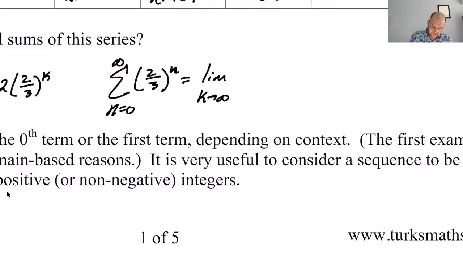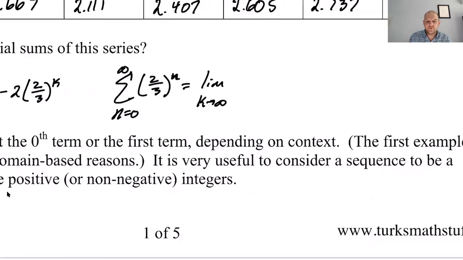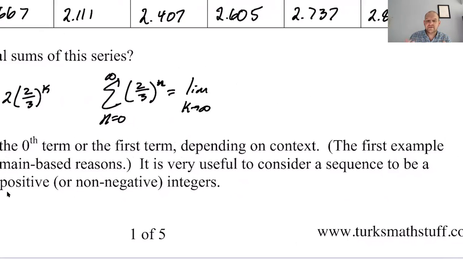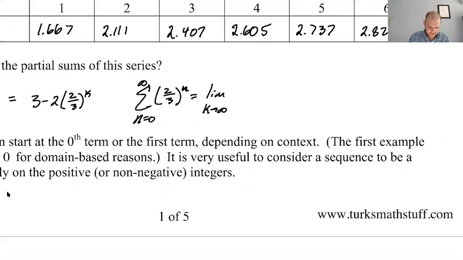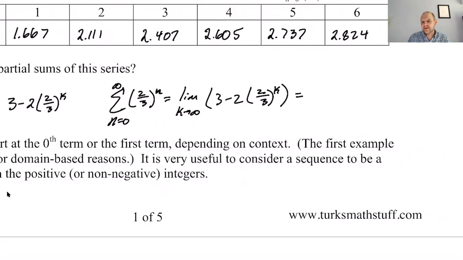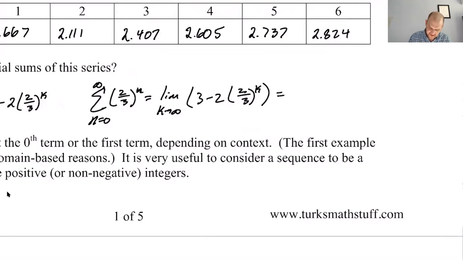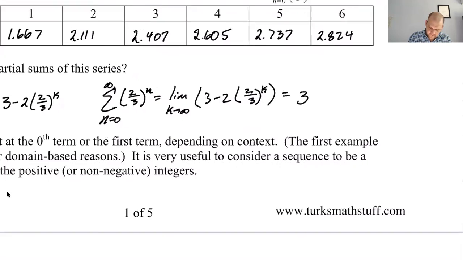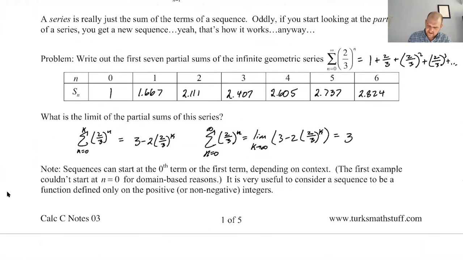So does this remind you of improper integrals at all, where we couldn't do an upper bound that was infinity on our integrals? I mean, it may not, but it should a little bit. 2/3 to the k is going to go to 0 as k approaches infinity. So this is just going to give us 3 overall. So this is kind of interesting.